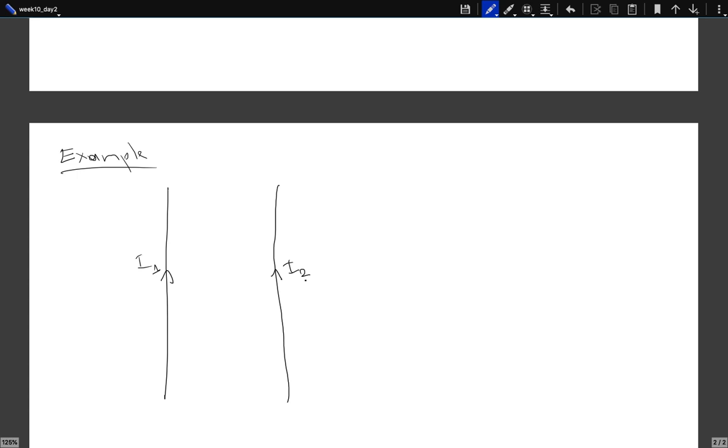This wire will create a magnetic field around it. Let's also call the distance between them d. What is the magnetic field that this creates at the position of this wire? What is the direction, first of all, at this point? Take your right hand, thumb in the direction of the current. Your fingers would point the direction of the magnetic field. So right here, it will be inside. What is the magnitude of B1, the magnetic field created by this wire?